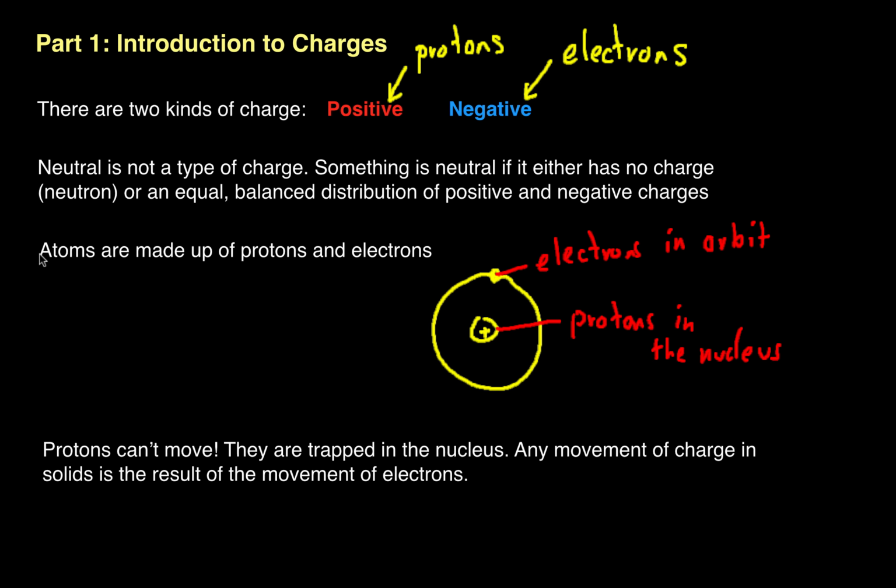This is important because it tells us that protons can't move. They are trapped in the nucleus. If you remove a proton from the nucleus, you change something fundamental about the atom itself. But electrons can be removed from their orbital shells or their energy levels without changing anything about the atom, just changing its charge. Any movement of charge in a solid is the result of movement of electrons.